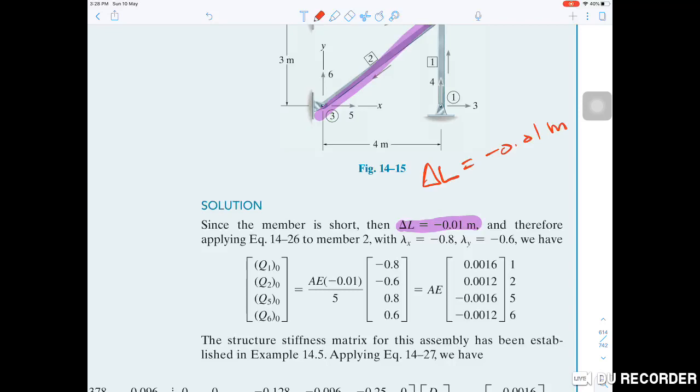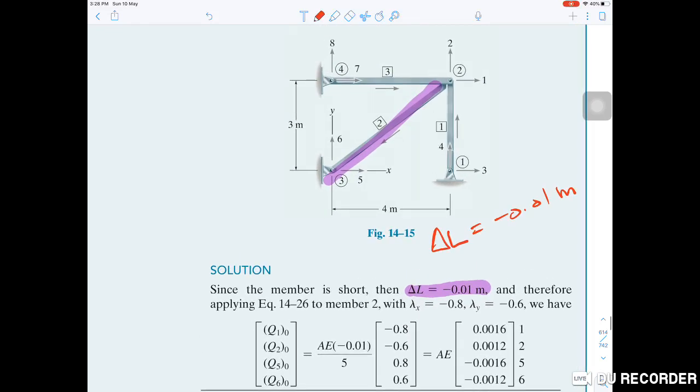Since this is a member, the member has 2 nodes. Here is the node, this is the node. So we have to distribute. This will give the effect to the nodes, and we have to distribute this into 4 values based on the degree of freedom. This effect is called equivalent nodal forces, the one that I have mentioned previously.